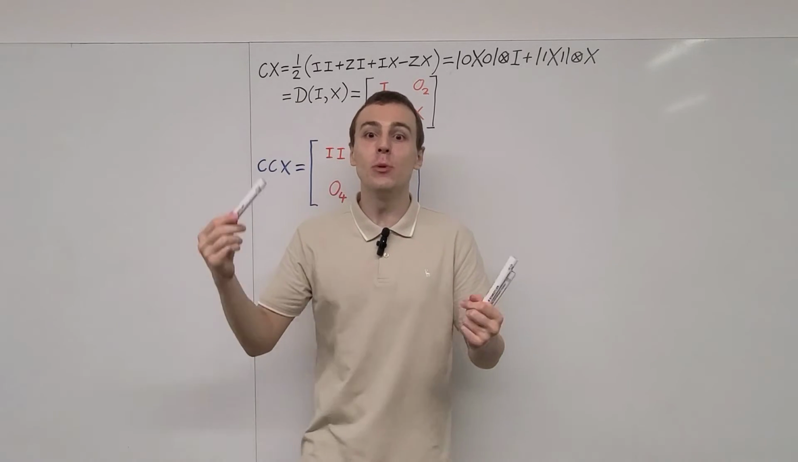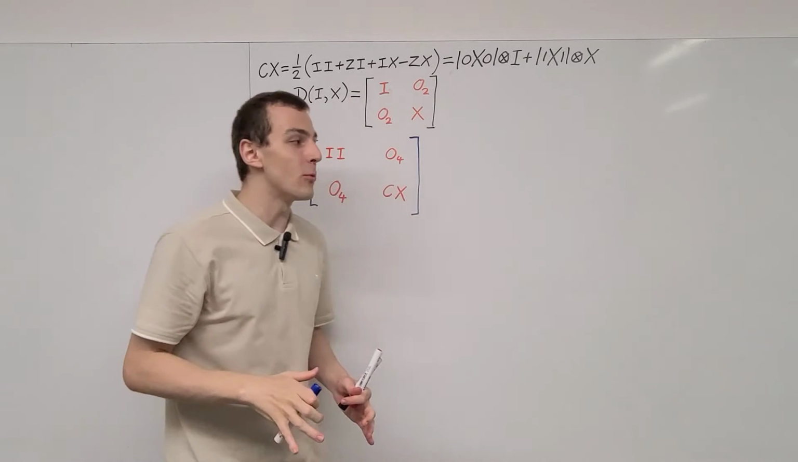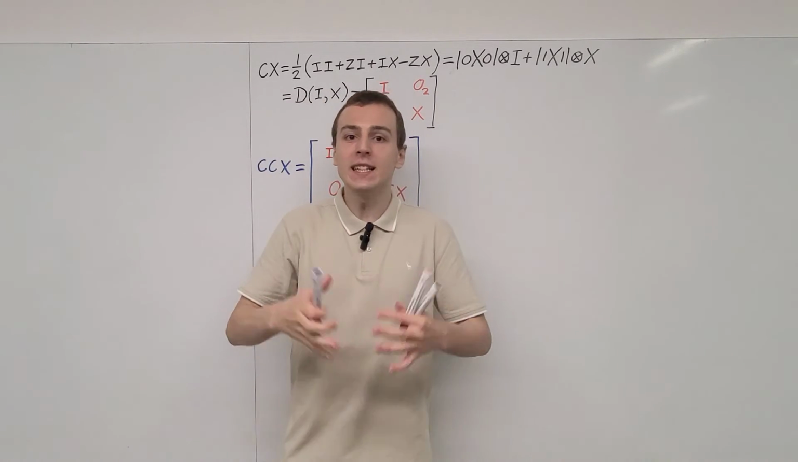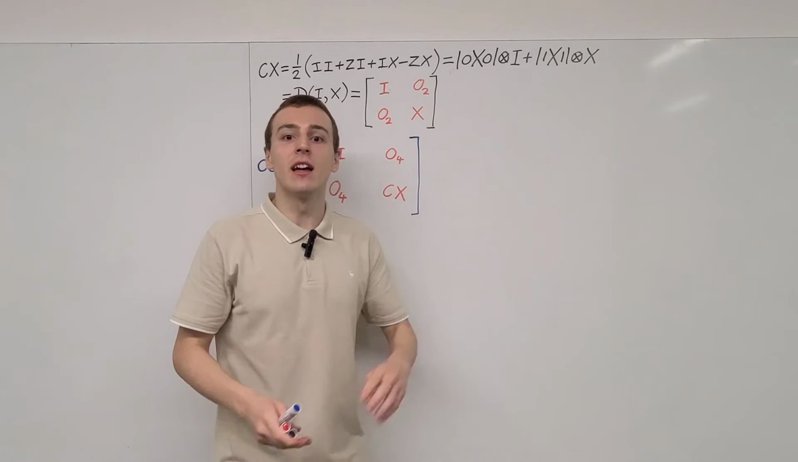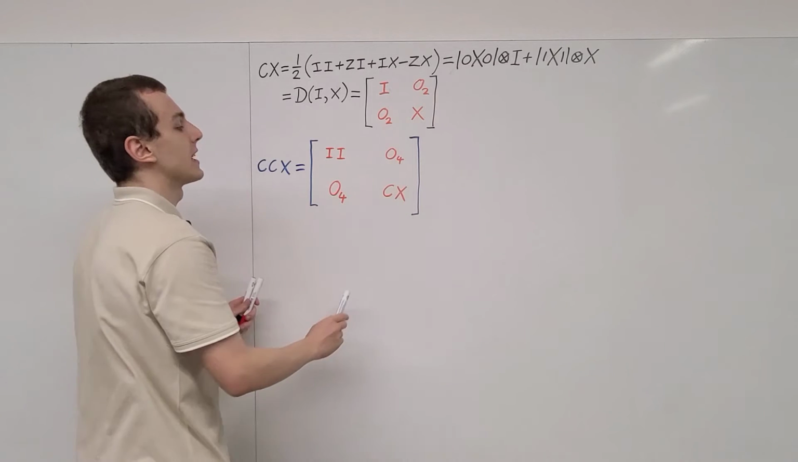8 is the cube of 2. And we have to raise 2 to the power of 3 because we're dealing with a Hilbert space that is 8-dimensional. Now, why is it 8-dimensional? It's because we're dealing with 3 qubits. So let's have a look at this matrix representation.